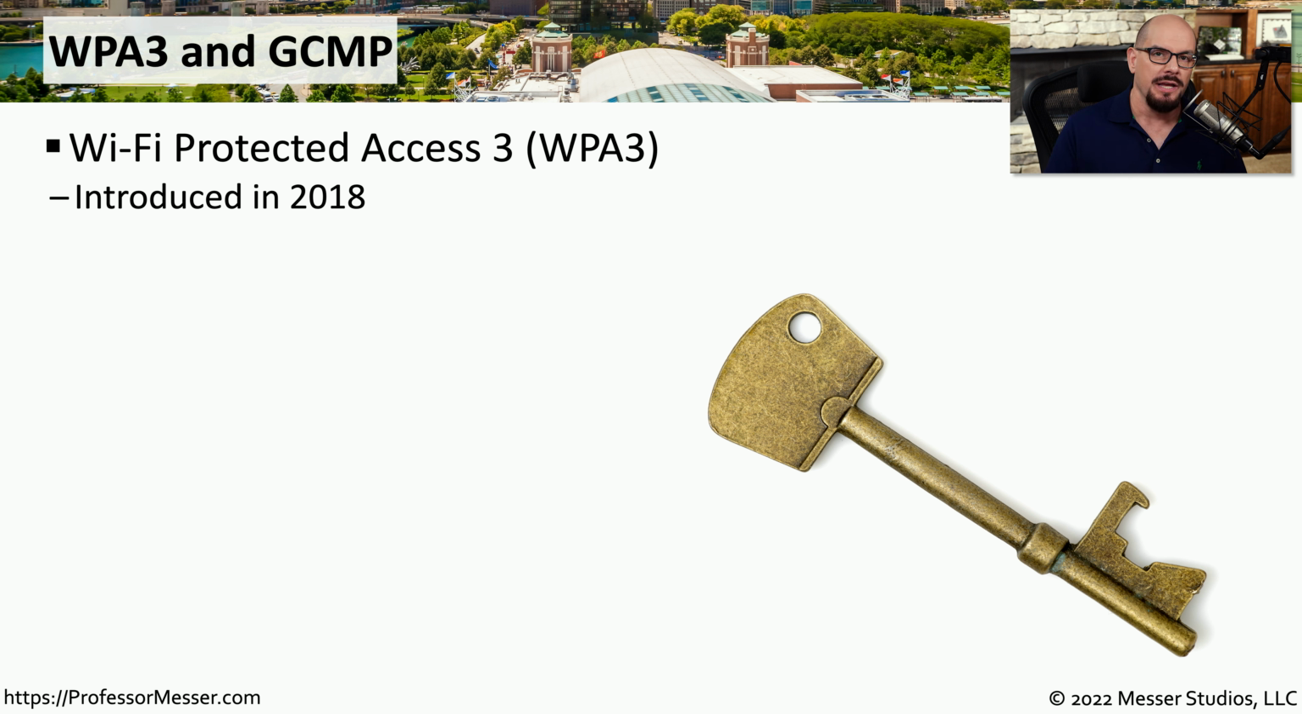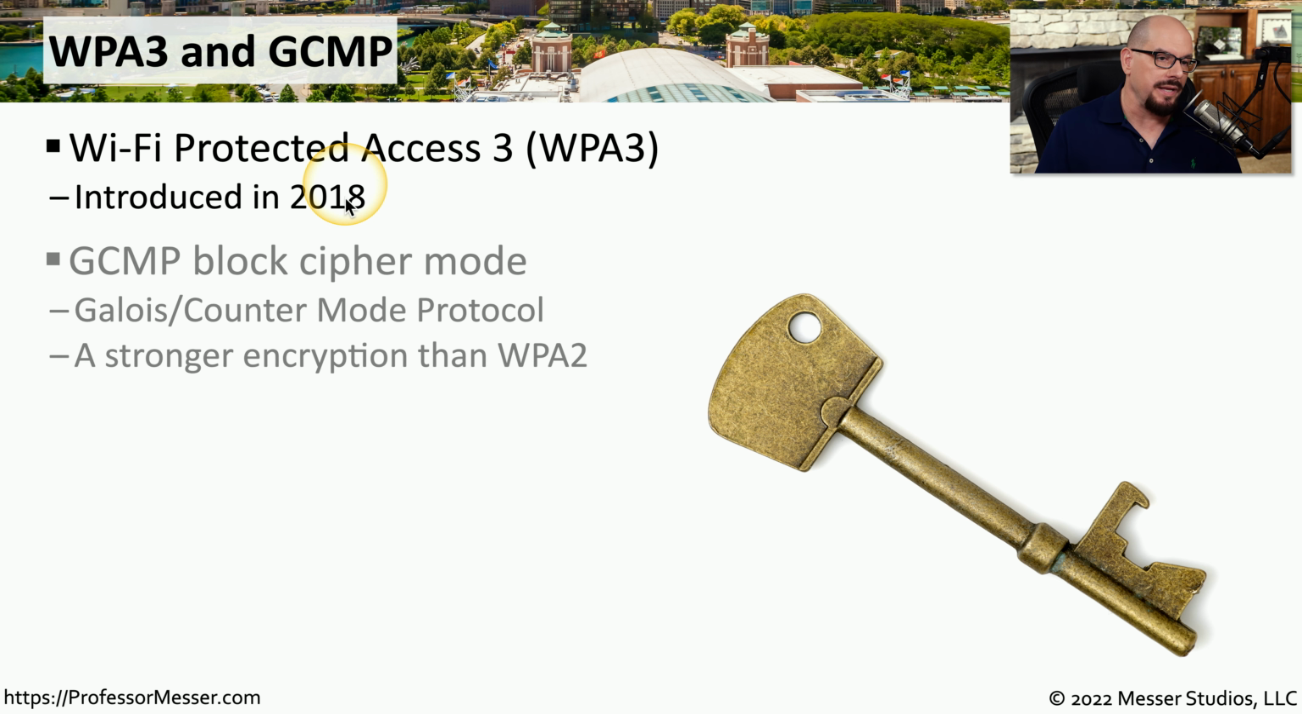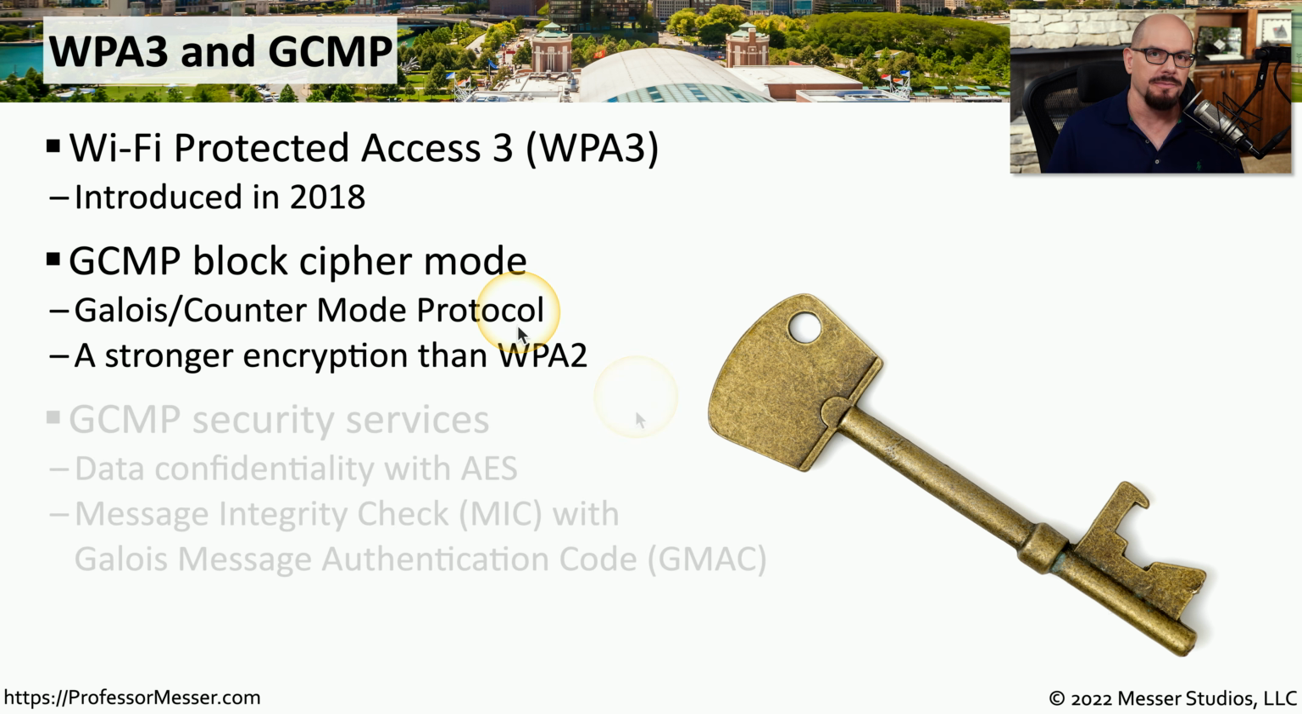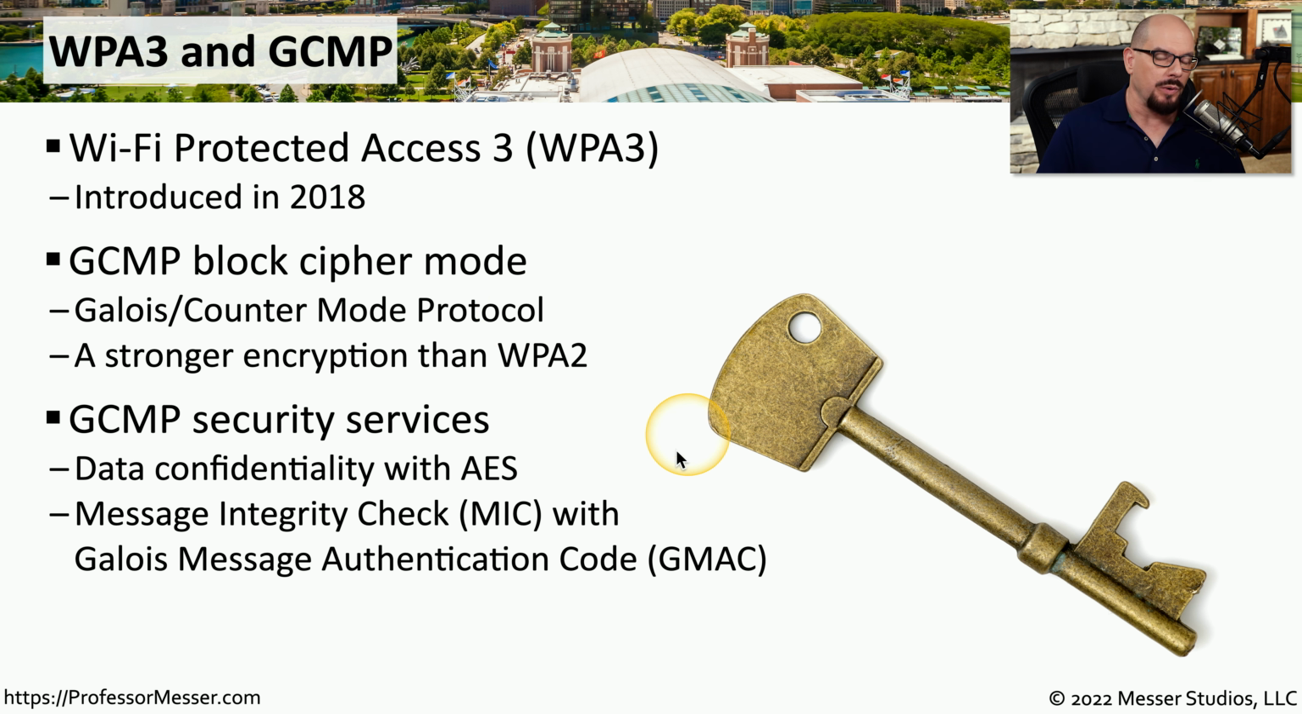As time went on and technology improved, we realized we needed an even stronger type of encryption on our wireless networks, so we introduced the new version of WPA called WPA3. This was introduced in 2018, and it introduced a new type of block cipher mode called GCMP. This is called Galois Counter Mode Protocol, and it's a stronger and more powerful encryption than WPA2. Similar to WPA2, we are still using AES for the encryption, and the message integrity check is now using the Galois Message Authentication Code, or GMAC.